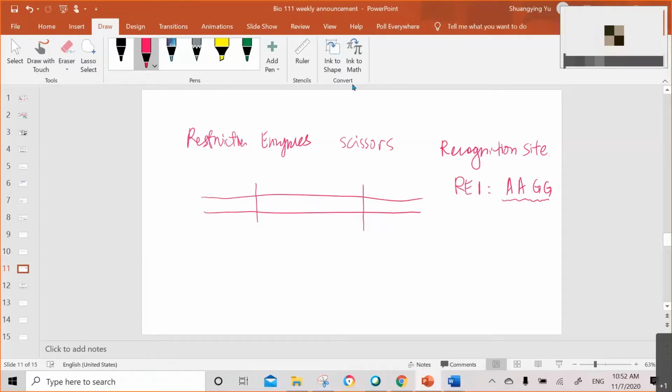All right. So let's say it's going to cut between the AA and the GG. So if you have a DNA strand here that says AAGG, the enzyme is going to cut right here. So this is going to generate a fragment, correct?